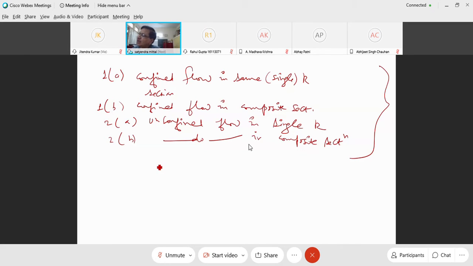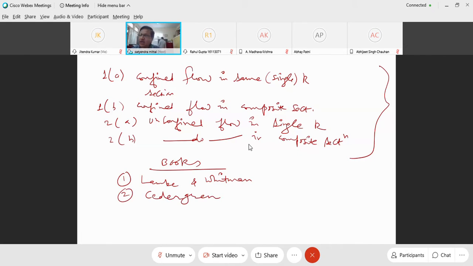let me write, the best books on the flow nets. The first book is written by Lamb and Whitman. The second very good book is by Cedergren. These are very, very good books, particularly for the flow net theory. And third is, of course, by Ranjan and Rao. These two are the best.